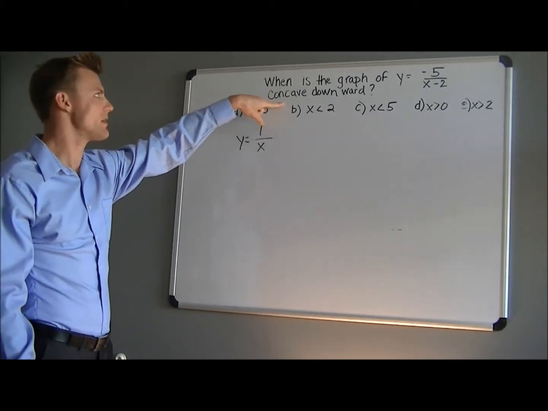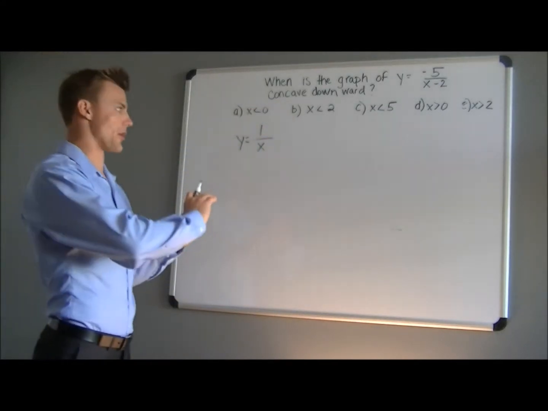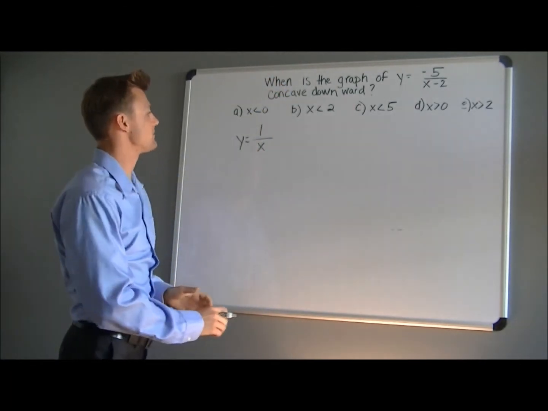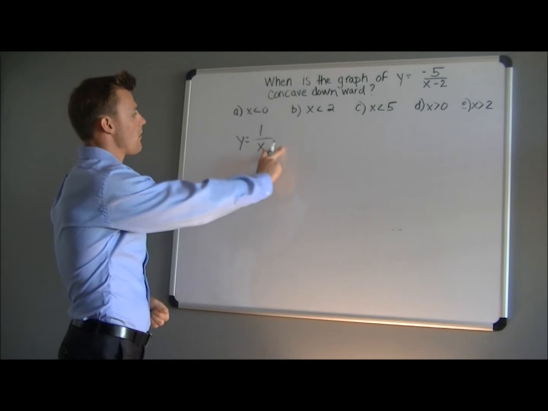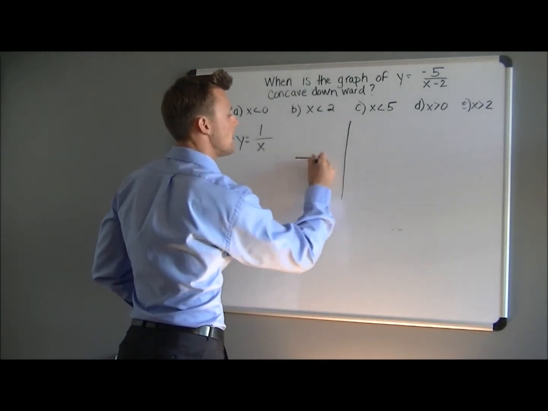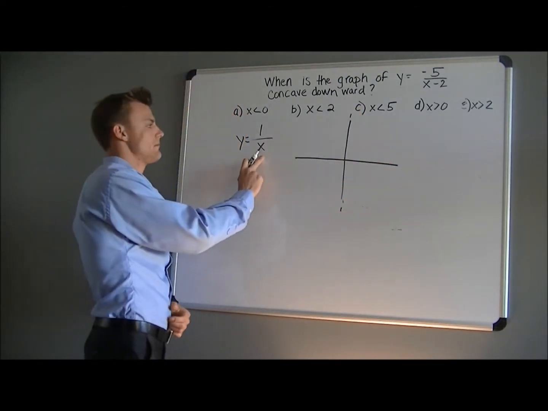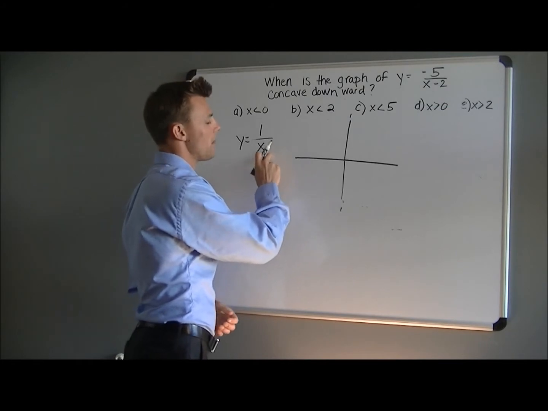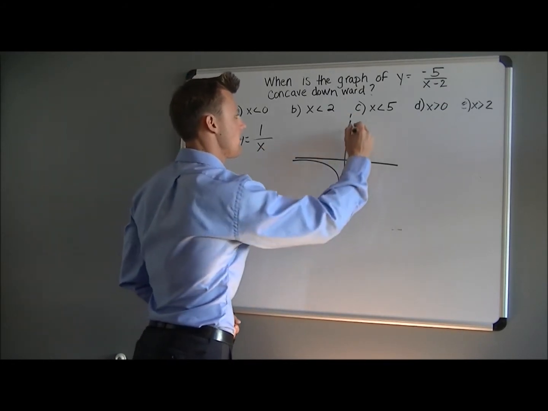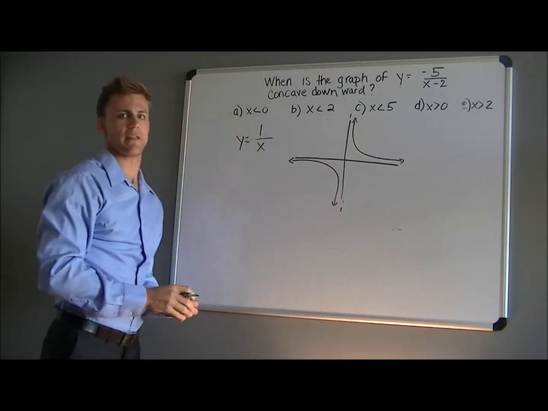From calculus, we know that that's when the second derivative is negative. Visually, on a graph, we know it's concave downward when the cave opens downward. So, let's draw a quick graph of this. We know 1 over x has a vertical asymptote at 0 because the denominator can't be 0 and it's undefined. And the graph looks like this.